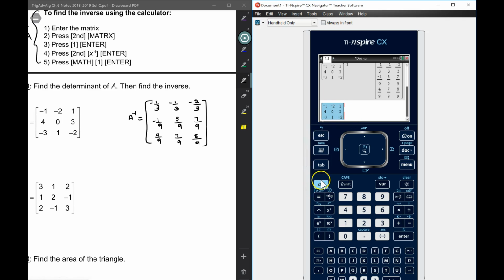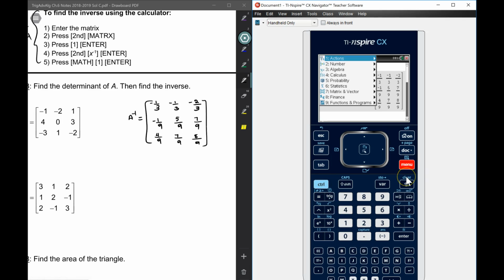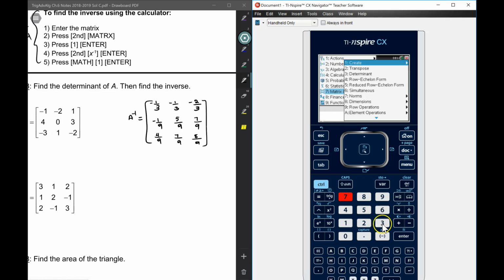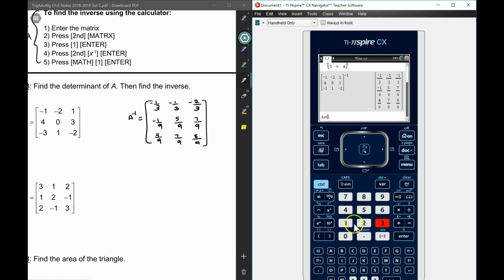And now look, you could do Control X. And it cut it for you, right? Control X. So now do menu. Number 7. Number 3. Determinant. Inside, Control V. Voila. That's the determinant.